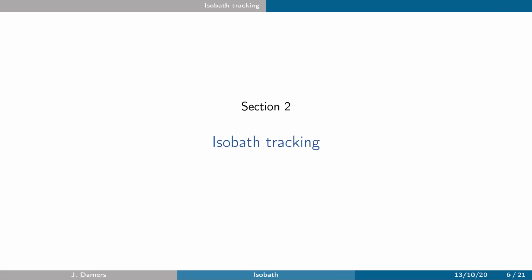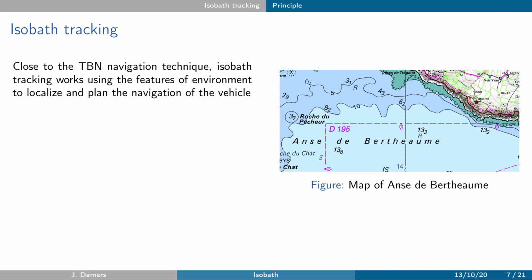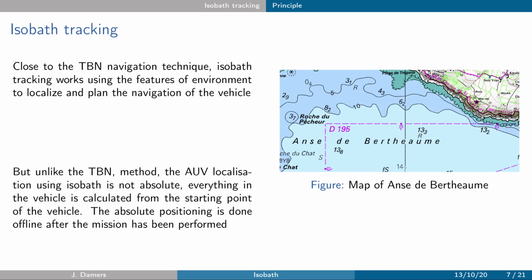Now we'll speak about Isobath tracking. So it's kind of a terrain-based navigation technique because it uses singularities of the environment to localize the robot. But unlike the TBN method, everything is relative. So here we will use an Isobath, which is an imaginary line where the water column height stays the same. So here on this map we've got one isobath. On this line the height of the water column is 10 meters, or the seafloor stays at 10 meters depth if you prefer. And we will follow this line and localize the AUV relative to this line.